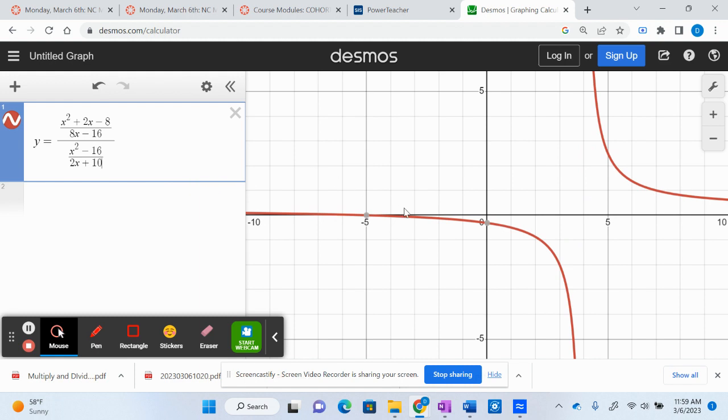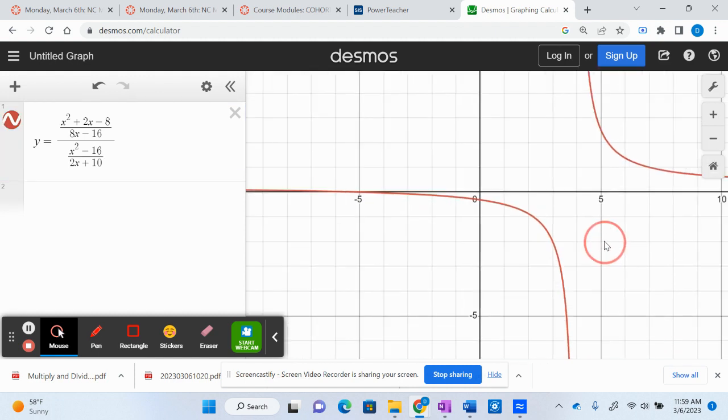So we said our excluded values were when x is 2. So I'm going to go to when x is 2 and I'm going to touch my graph. What does it say there? Undefined. It's really cool that Desmos does that for you. Tells you that that's excluded, right? What about positive 4 and negative 4? What happens when I go to negative 4? Undefined. What happens when I go to positive 4?